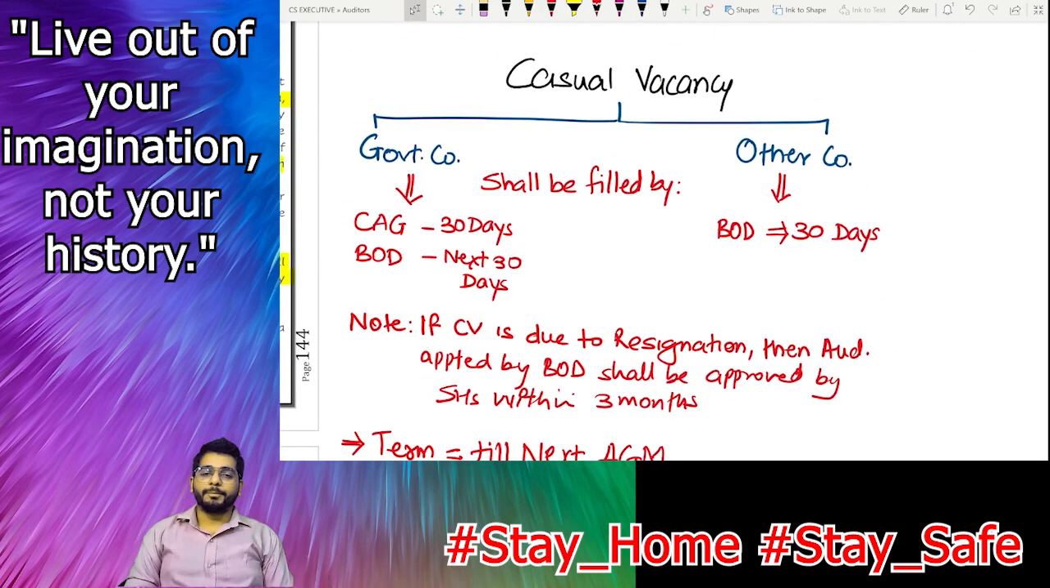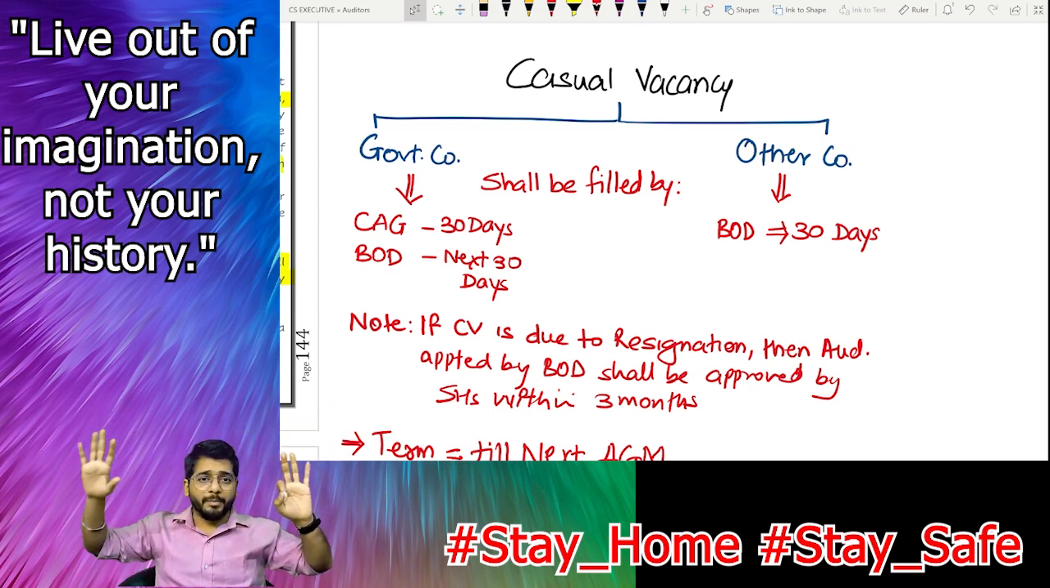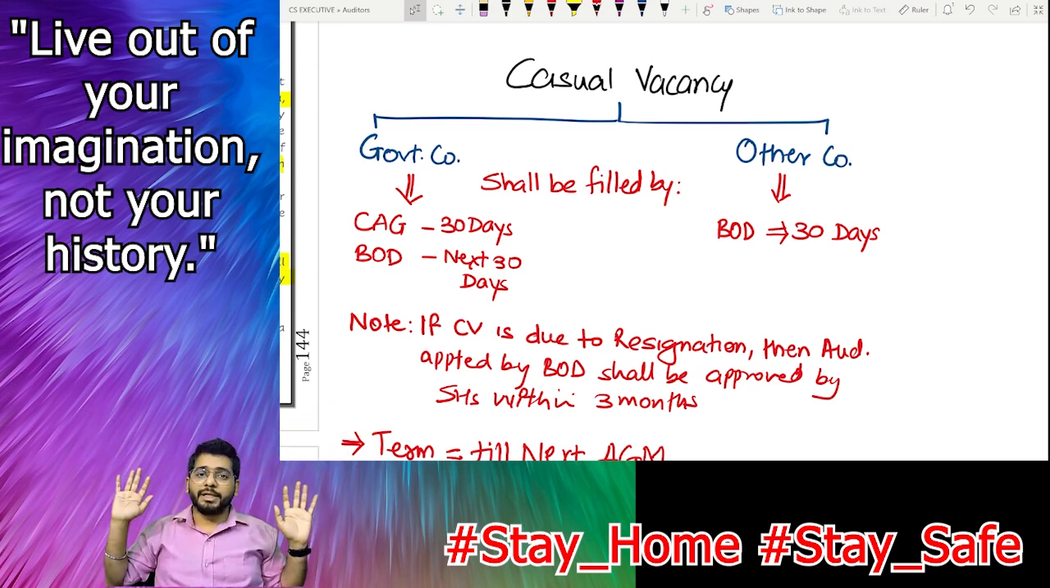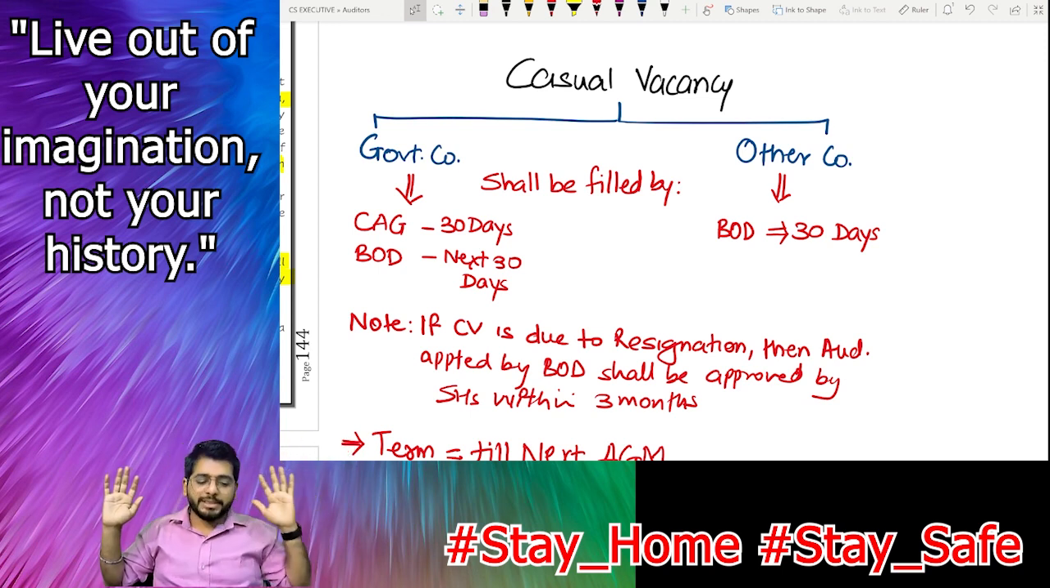Also, another important provision we talked about, casual vacancy. Who will fill the casual vacancy? We said in case of government company, of course, CAG will be there. In case of normal company, board of directors will be there. CAG will fill within 30 days. Normal company, board of directors will fill within 30 days. If CAG fails, then board of directors will fill in the next 30 days.